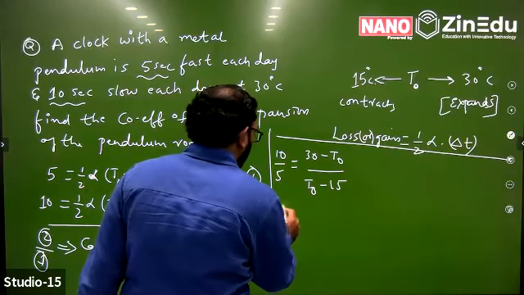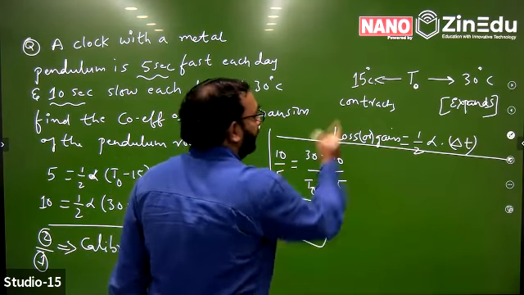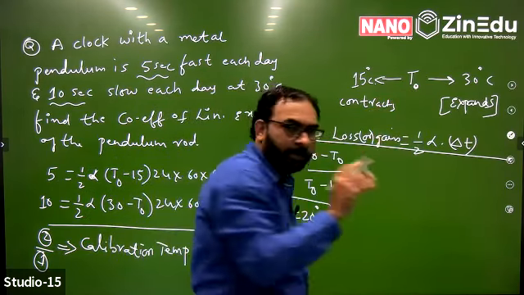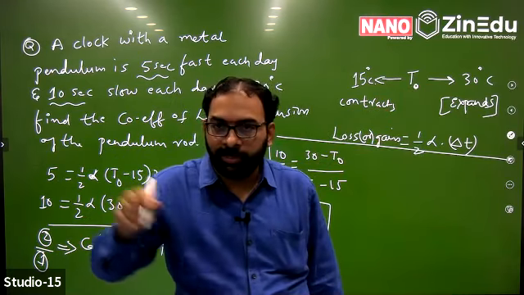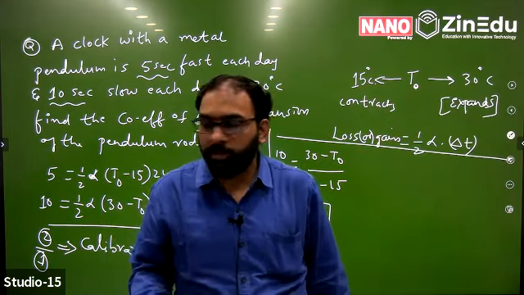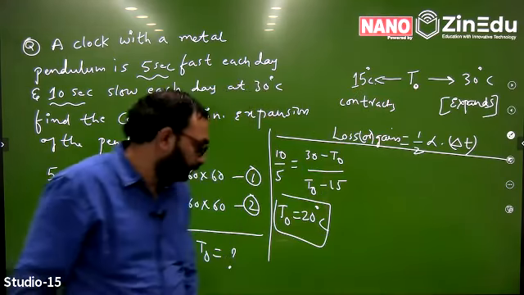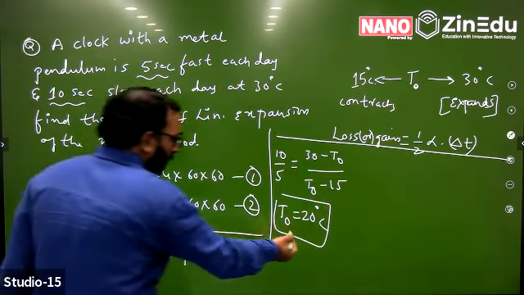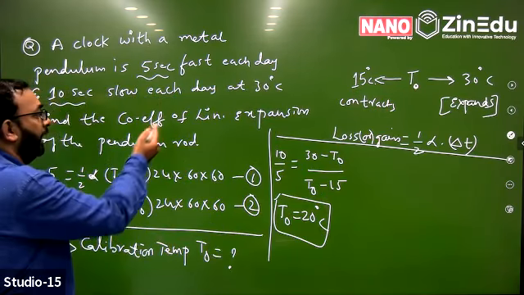So T naught is 20 degrees Celsius, which is considered as the correct temperature at which the rod neither expands nor contracts, and it oscillates and gives you the correct time. There is no loss of time, no gain of time. This is called the calibration temperature. And from this we need to calculate alpha.